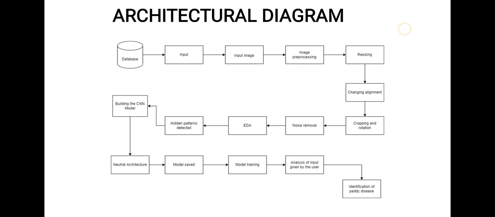gives an output to the user whether the leaf is affected by disease or not. It's able to predict the disease whether it is affected or not.